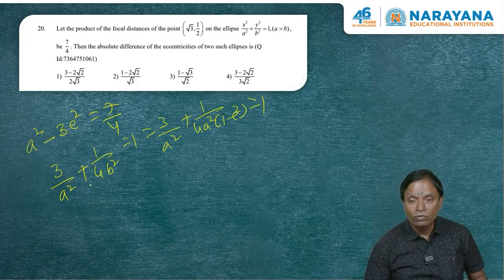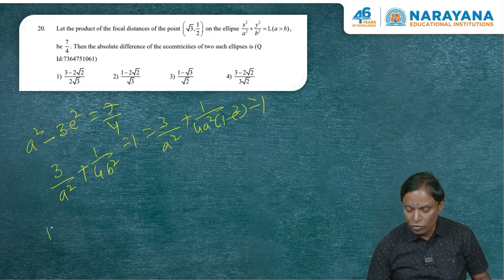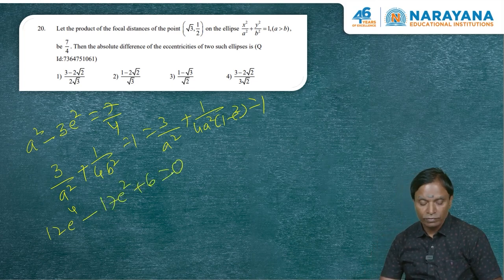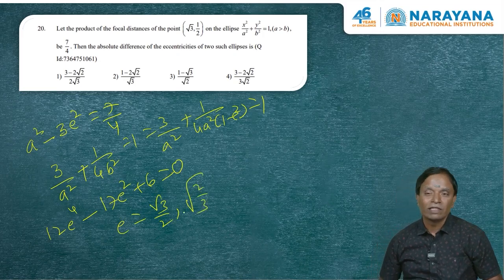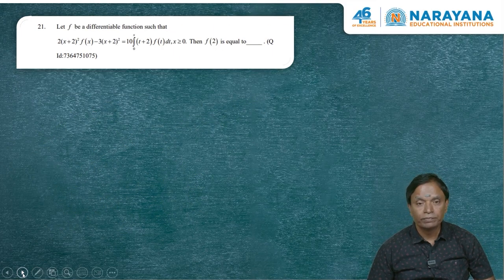From these two equations, you can eliminate a square, which gives you a biquadratic in e, which is 12 e power 4 minus 17 e square plus 6 is equal to 0. If you solve this equation, you will get the eccentricities as root 3 by 2 and root of 2 by 3. You can find the difference of eccentricities. We will go to the next problem.